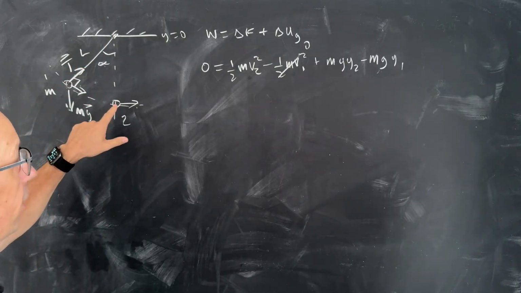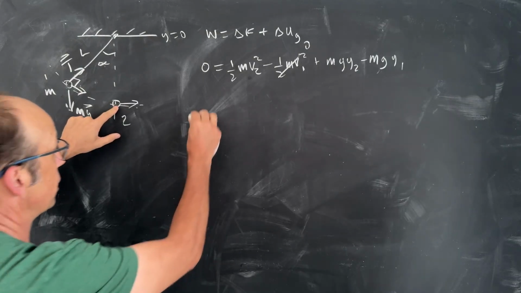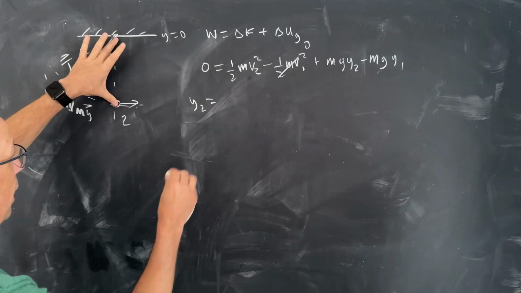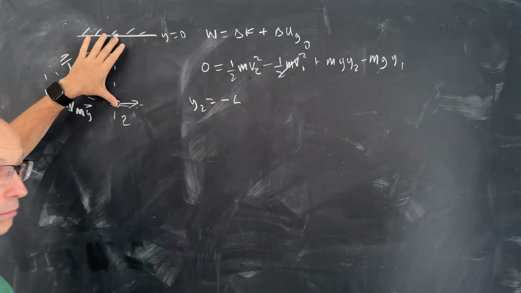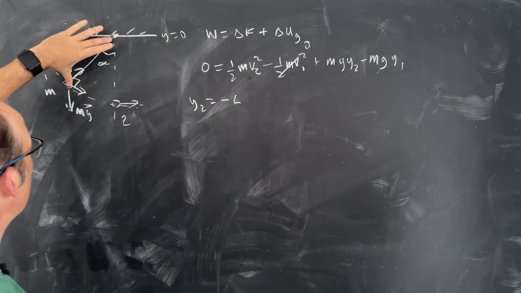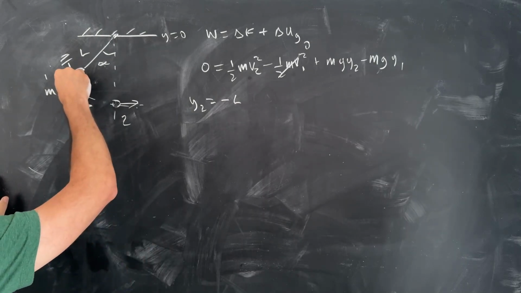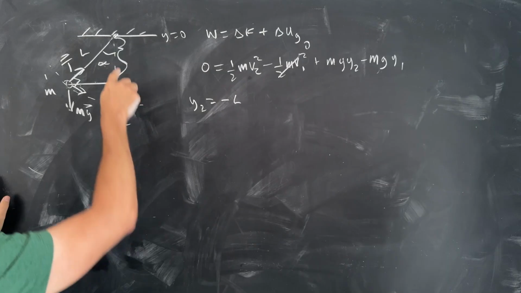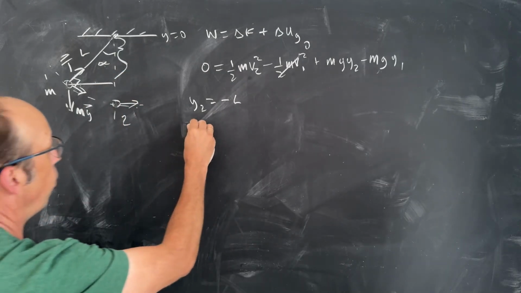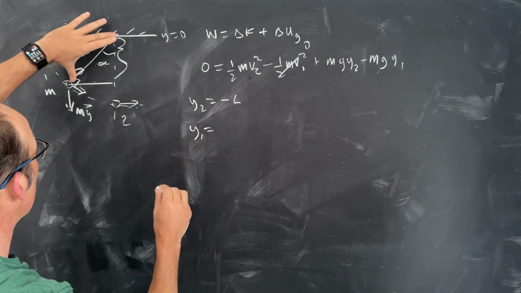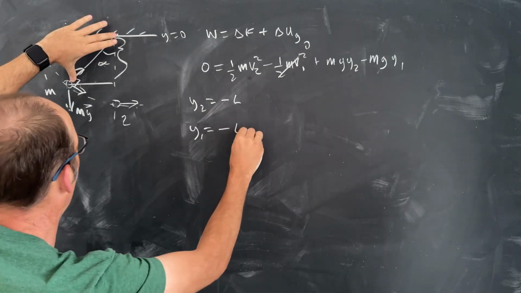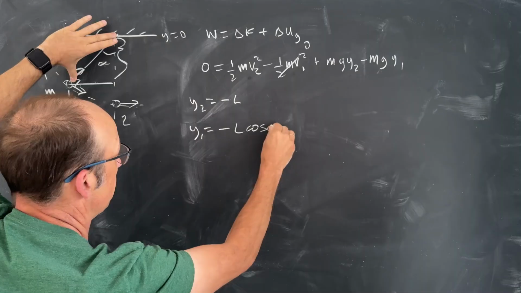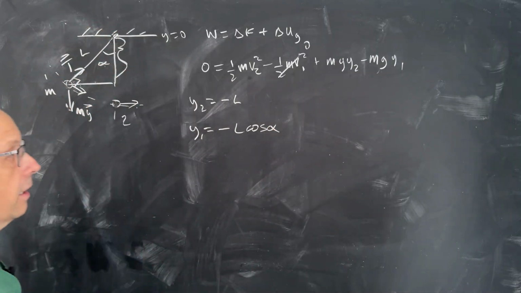Okay, let's go ahead and find these values for y2 and y1. y2 is actually pretty easy. If this has a length L, that's straight down there, so y2 is going to be negative L. But what about the y value of this one? Well, if I draw a line straight over, that's bad, but that's my y value right there. So y1 is going to be negative, the length of this L times cosine alpha, right? Because it's the adjacent side of that triangle.